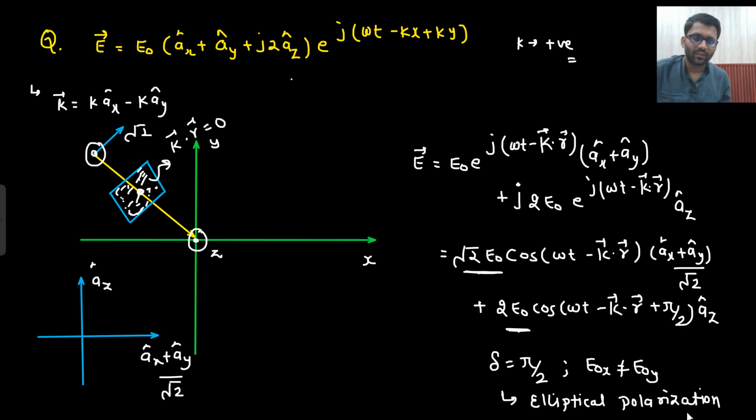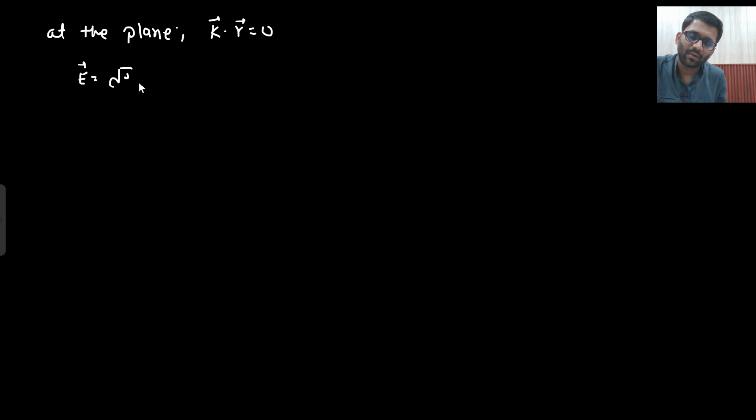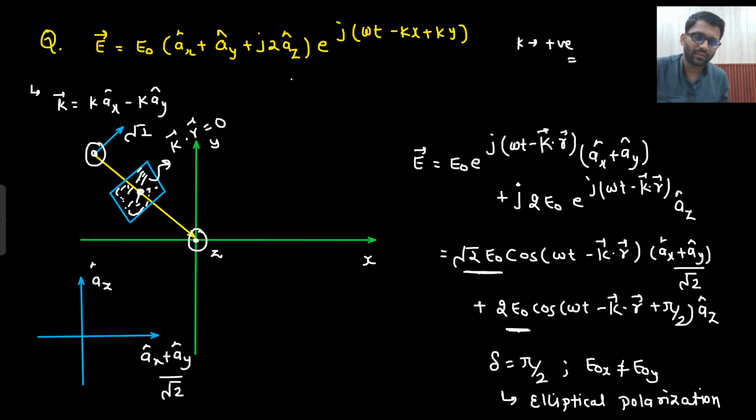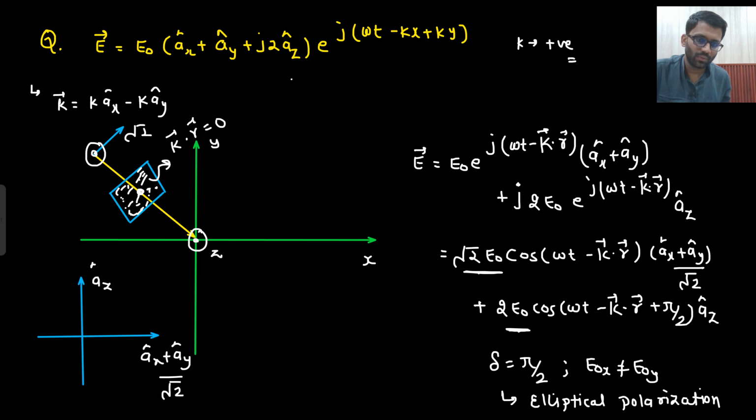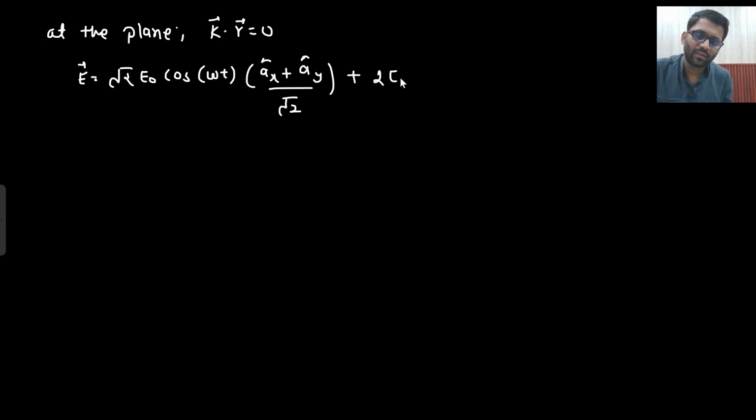So at the plane k dot r equals 0, what will be your E field equation? Under root 2 E naught cos omega t times (ax cap plus ay cap) divided by under root 2, plus 2 E naught cos (omega t plus pi by 2) az cap.